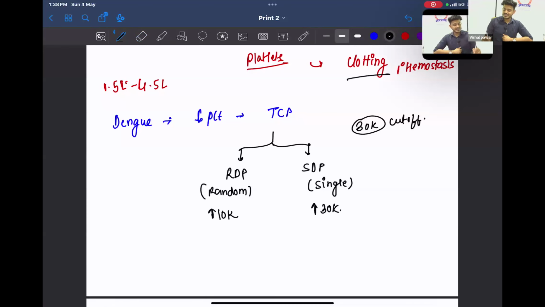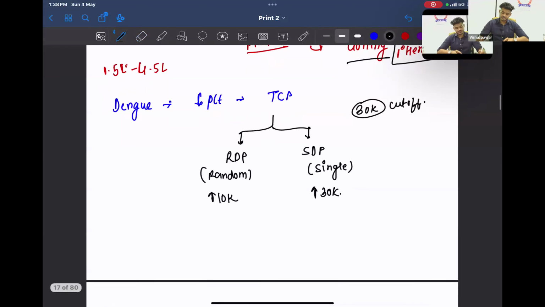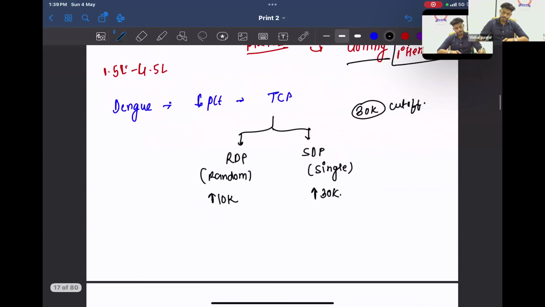Remember, this platelet is concerned with primary hemostasis. First time bleeding that is stopped, this is known as primary hemostasis. Right?